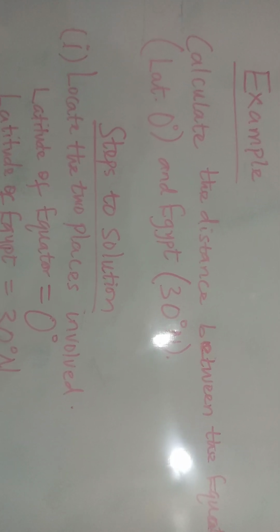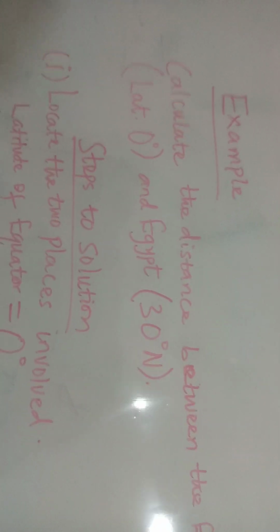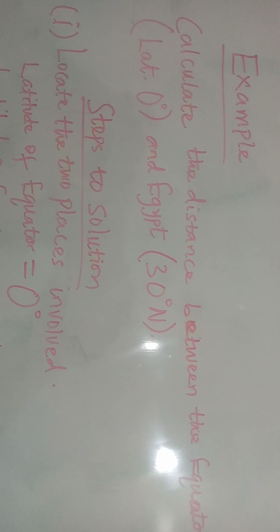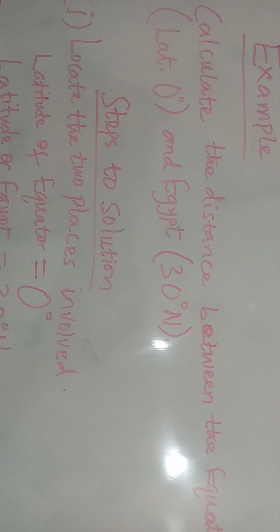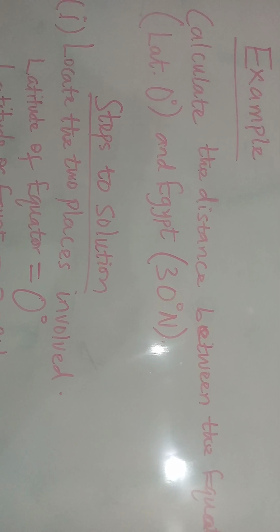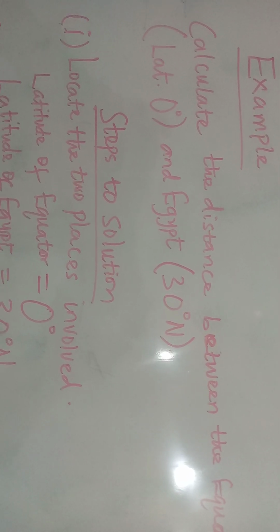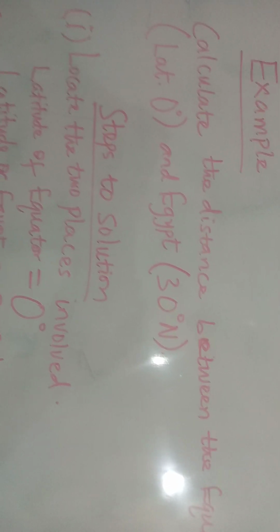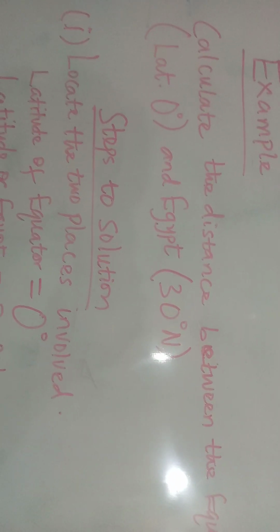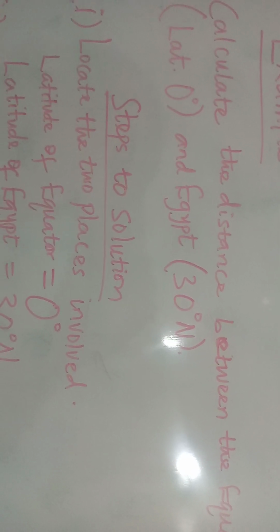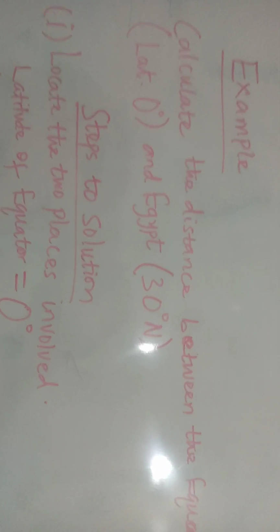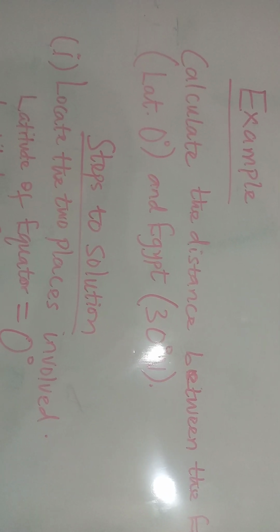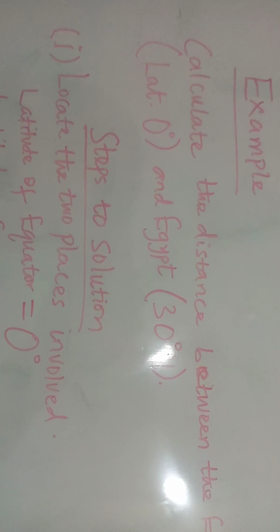Each place has its own degree of latitude. But for this question, you were asked to calculate the distance between the equator (latitude 0 degree) and Egypt (latitude 30 degrees north). So the latitude for Egypt is 30 degrees north in this example, and the latitude for the equator, of course, that one is constant, is latitude 0 degree.